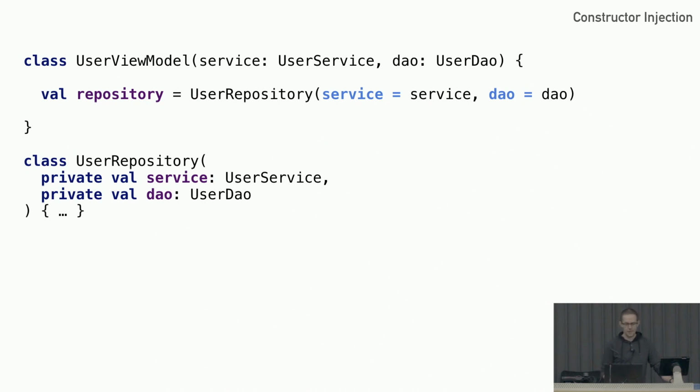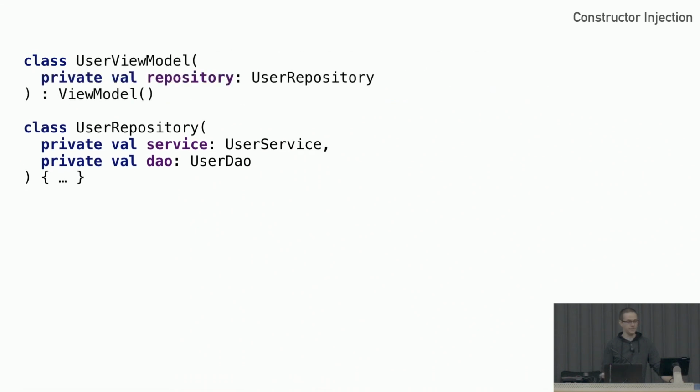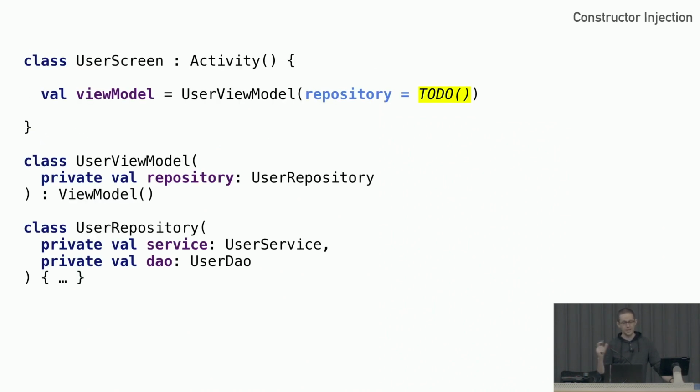We can inject those properties themselves. Now, the view model has everything that it needs in order to create the repository. But, of course, the only reason why we're injecting those is so that we can create the repository. So instead, we can just inject the repository itself. But now, how does the view model get created, right? Well, in the screen, in the activity, this looks very similar to what we just had.